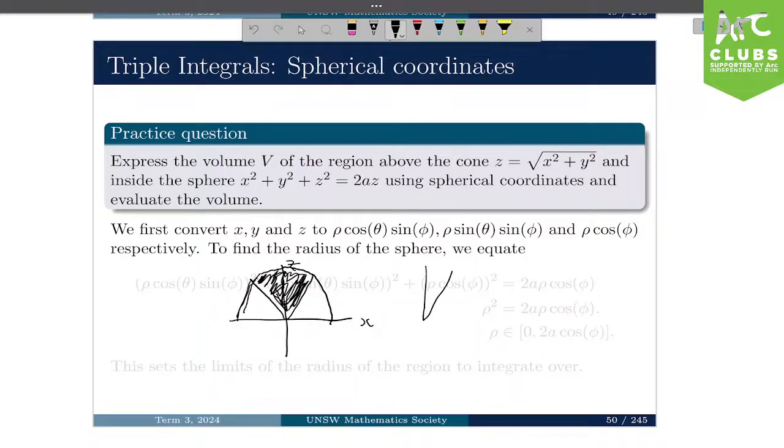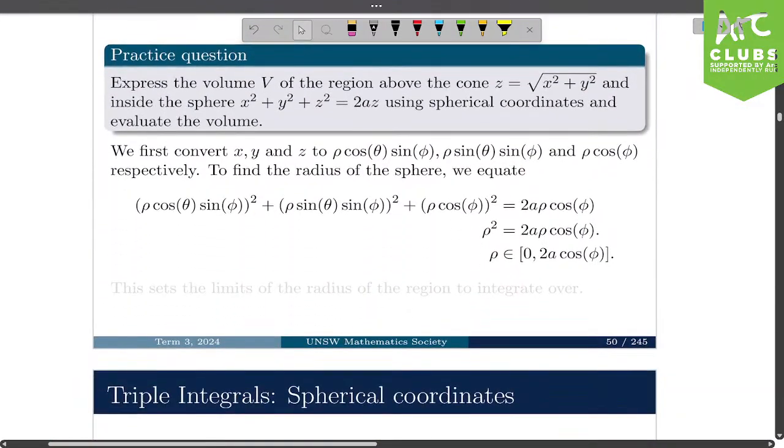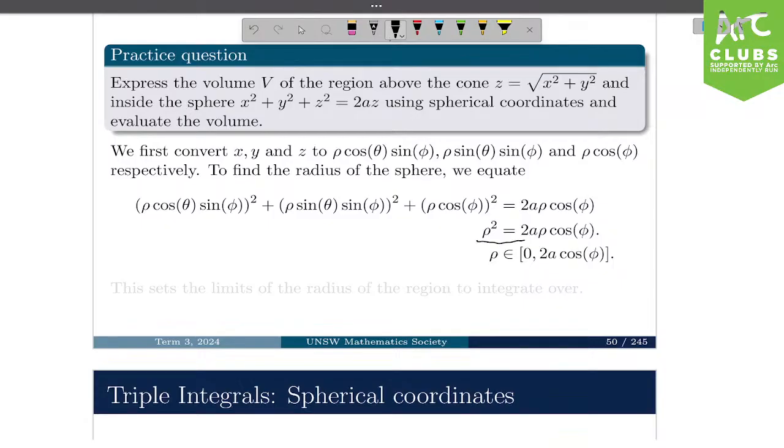So in essence, we're integrating with respect to phi over here, and we know that since it's all around the z-axis, our boundaries for theta would be between 0 and 2 pi. And we'll just later find the boundaries for rho. So using the sphere equation, we end up getting rho squared is equal to 2a rho cos phi, which means that rho extends from 0 all the way up to 2a cos phi.